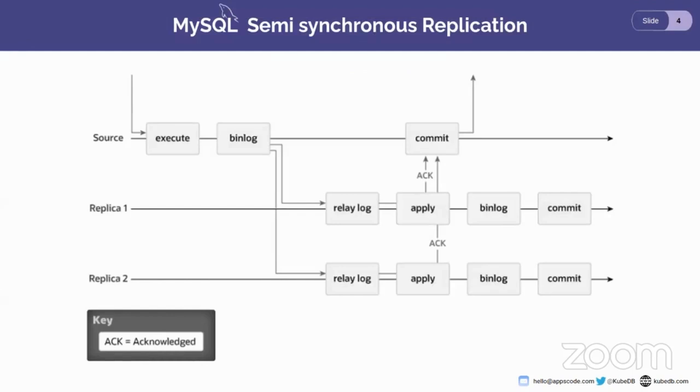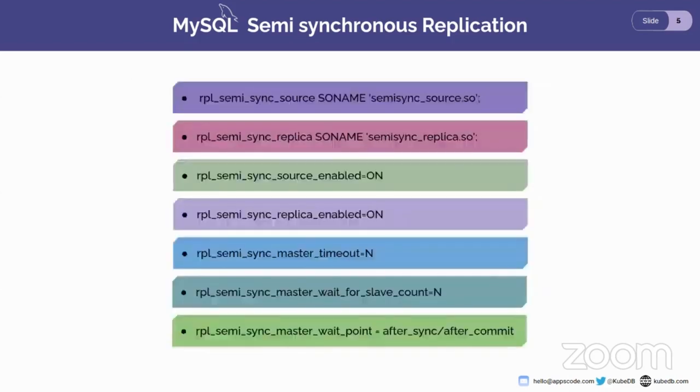If we look at the image, when a transaction happens on the semi-synchronous source, it will first write the transaction to its bin log, and then forward it to the replica relay log. Then the replica will apply it to its bin log, and the replica will send an acknowledgement to the source. Upon receiving the acknowledgement, the source will commit its data into its storage engine, and then it will send a response back to the client that your transaction has been completed. So let's move in further.